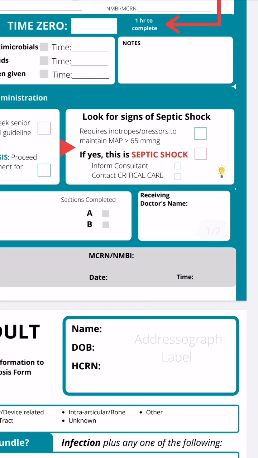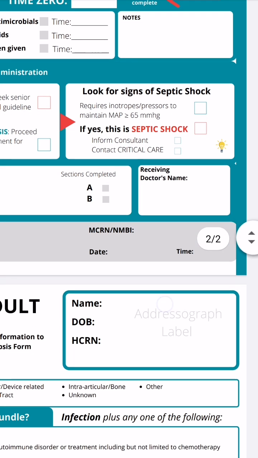Look for signs of septic shock. Requires inotropes or pressors to maintain mean arterial blood pressure above 65 millimeters of mercury. If yes, this is septic shock. Inform the consultant or contact critical care.